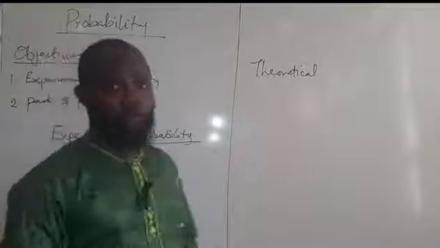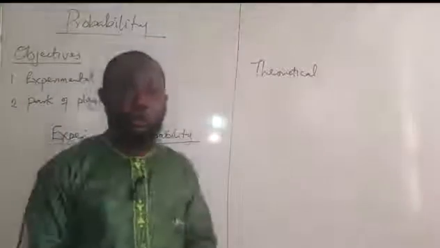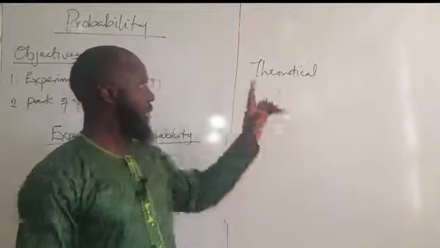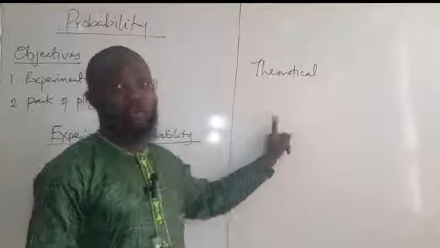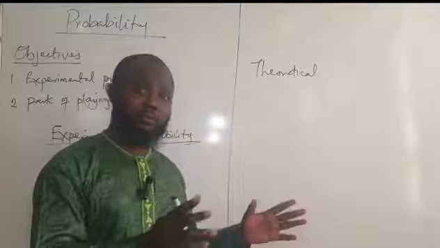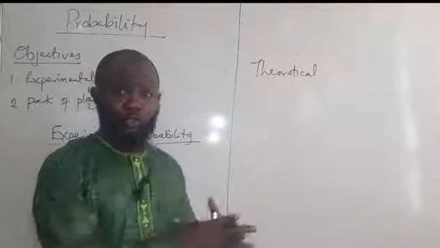When we talk about theoretical probability, for instance, we have a coin. So when you toss a coin, do you get a head or do you get a tail? That one is theory. Probability of getting a head is 1/2, while probability of getting a tail is also 1 divided by 2. That is theoretical probability.